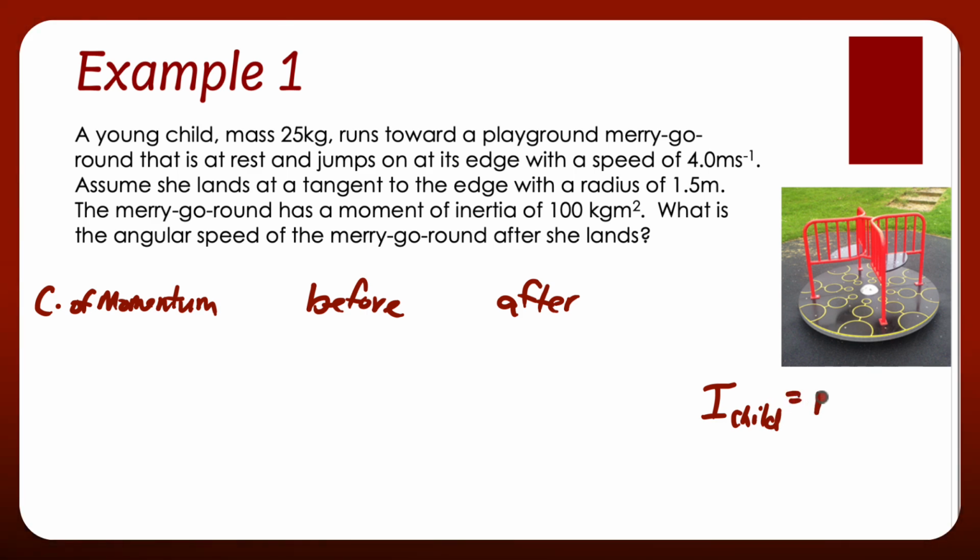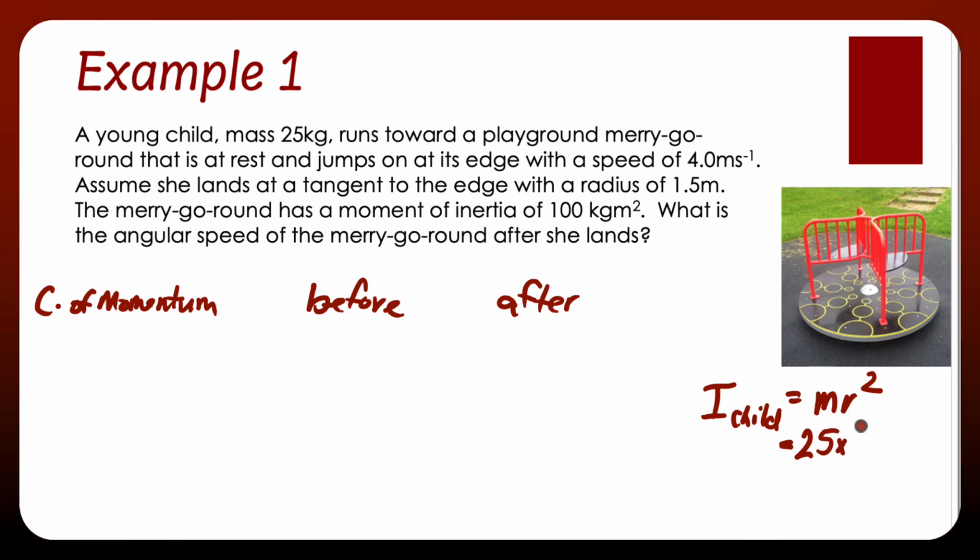It's going to be mr squared. So their mass is 25. The radius that they're at is 1.5, squared. And that's going to give me a value of 56.25. I'm going to keep the extra decimal places for now. And that would be in kilogram meters squared.